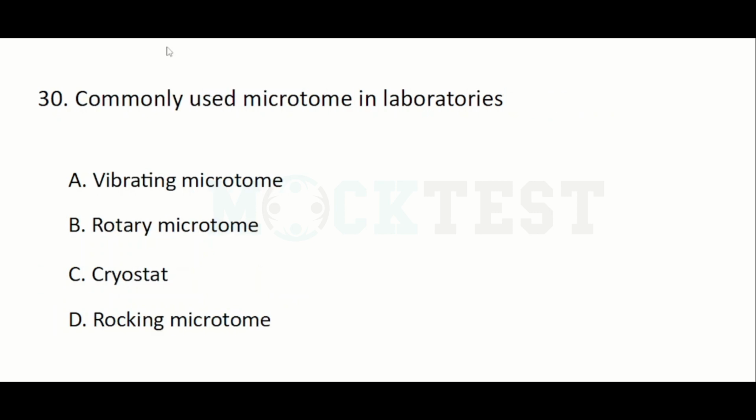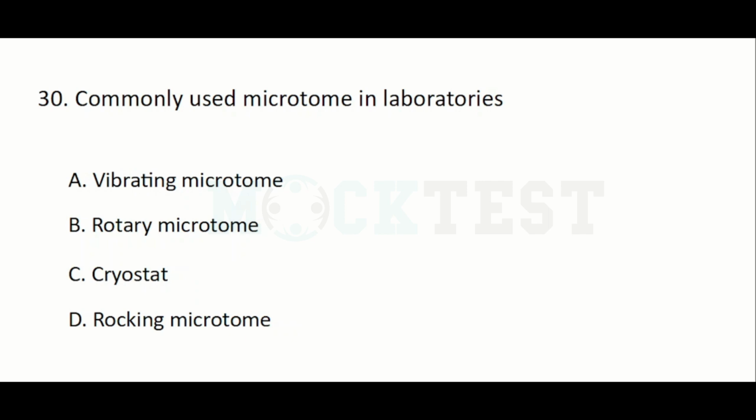Next question. Commonly used microtome in laboratories. Option A, vibrating microtome. Option B, rotary microtome. Option C, cryostat. Option D, rocking microtome.